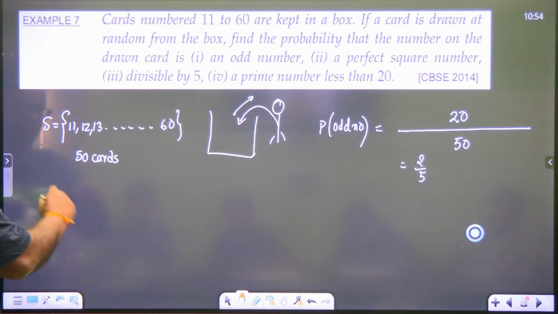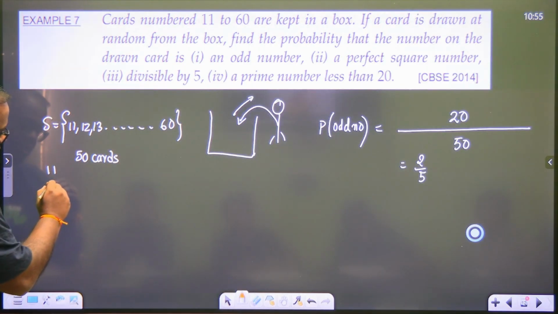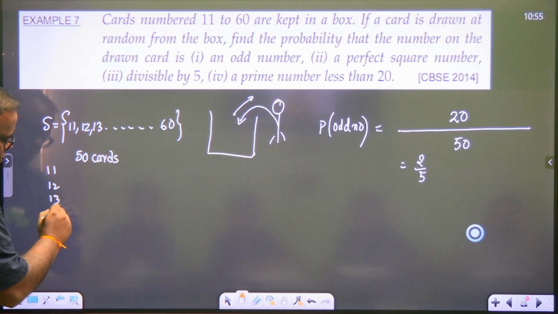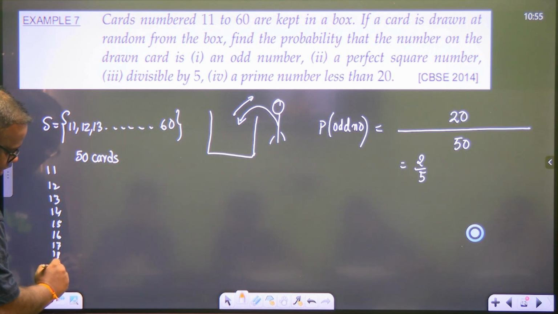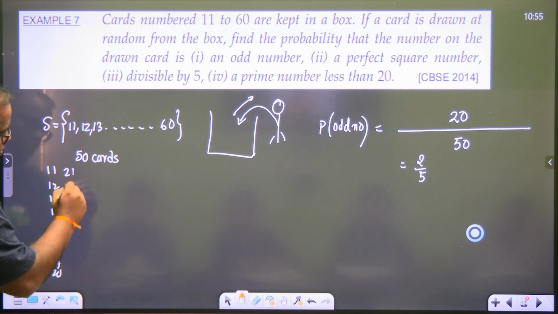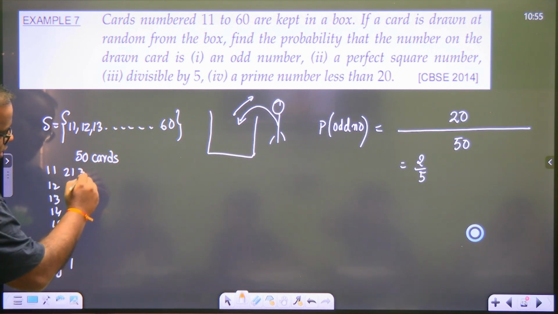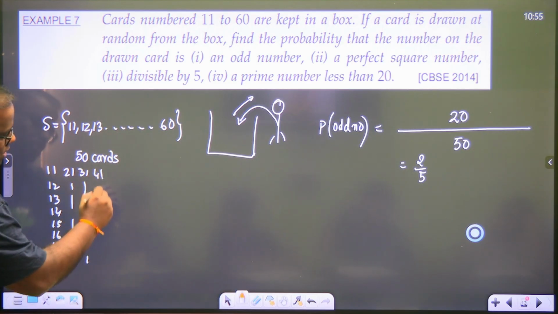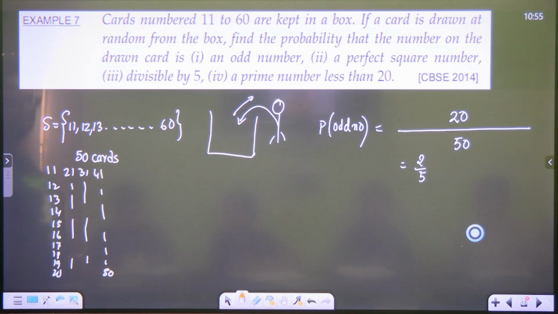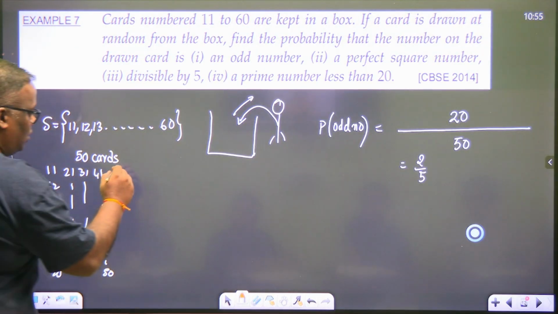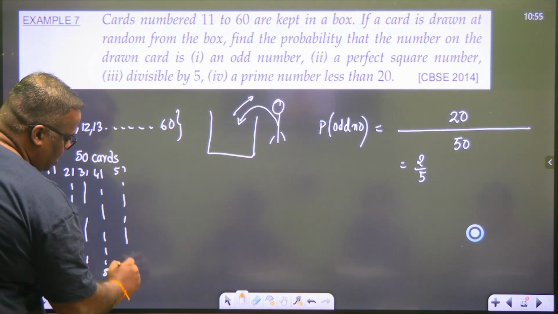Just check if you still have doubt. 11, 12, 13, 14, 15, 16, 17, 18, 19, 20. Such 11, there will be a 21 series, 31 series, 41 series, up till 50. Right? So, oh sorry, 51 to 60. My mistake. Up to 60.